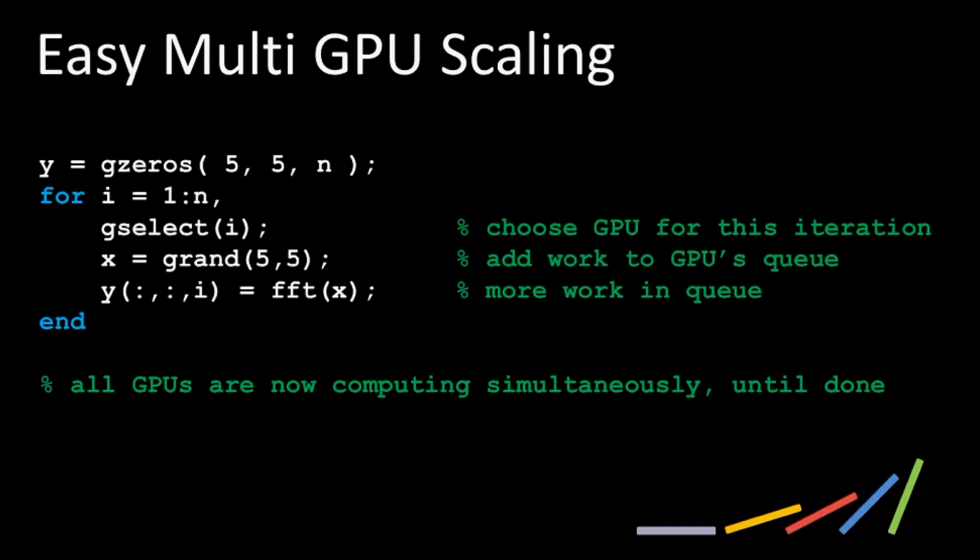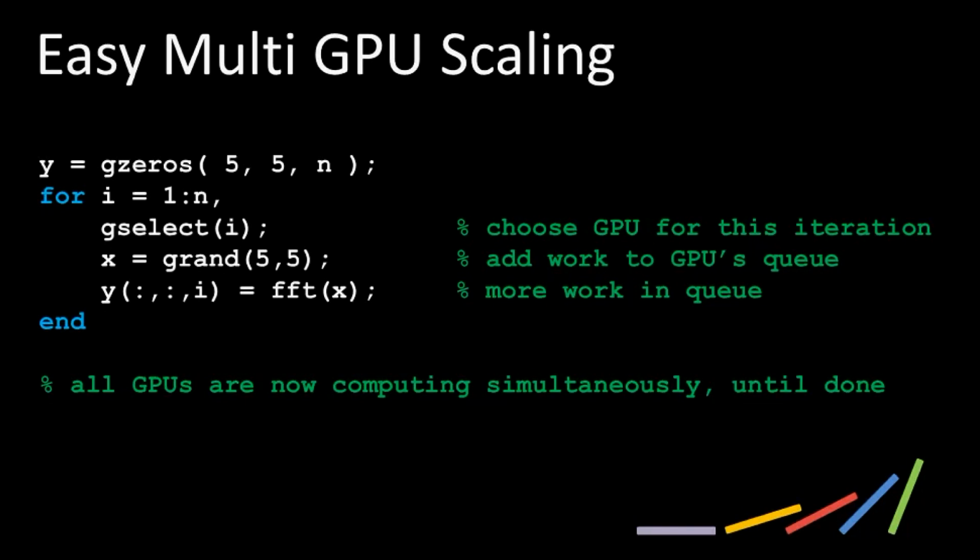Well, the way you can use multiple GPUs is through the gselect function. Gselect, if you pass it an integer, will select the GPU that's assigned to that integer. So in CUDA code, you have a GPU 0, GPU 1, GPU 2, and so forth. So you pass gselect an integer, and it automatically will mod by the total number of GPUs. So if you pass it an integer that's higher than the total number of GPUs, it'll mod that back down and do a round robin situation.